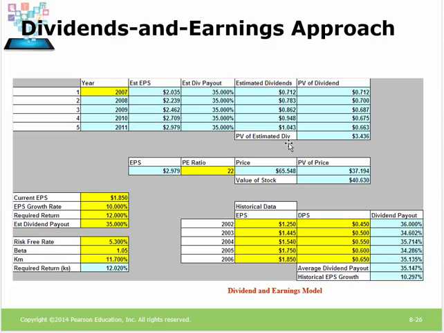Well, first thing we need to do is find the present value of the next 5 years' worth of dividends. Here's the years. Here's the earnings per share, which is based on the earnings per share growth rate starting at 2006. We know what the estimated dividend payout ratio is. Here's the forecast of dividends, and then the present value of those.